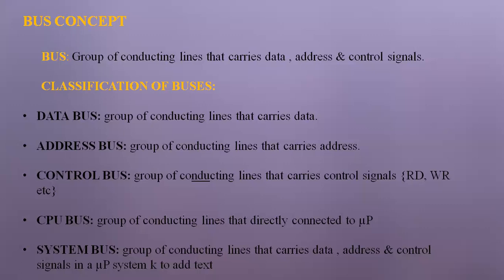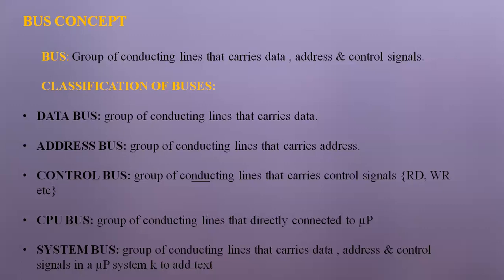Data bus is a group of conducting lines that carries data. It directly moves the data from I/O or memory devices to the processor and back from the processor to I/O devices or memory devices. Address bus is a group of conducting lines that carries the address.